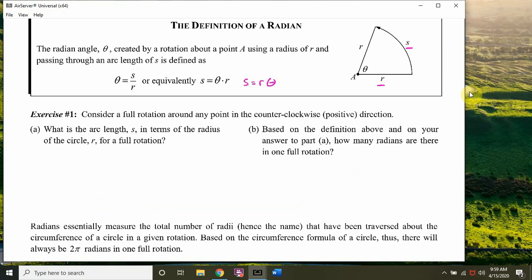Okay, so let's take a look and get a sense of how radians are going to be tied into the circle that we talked about in the last lesson with 90 degrees, 180, 270, 360. Okay, so let's take a look at this exercise.